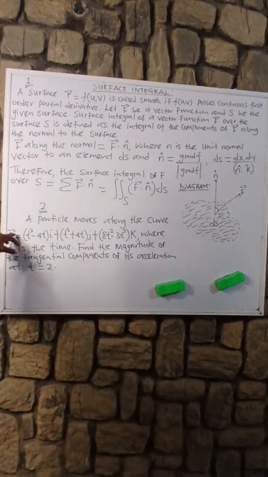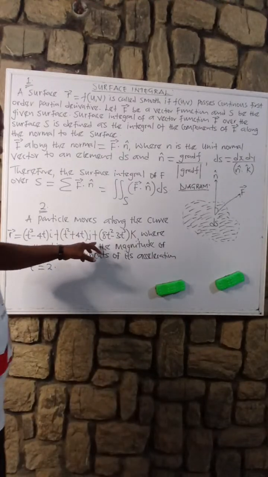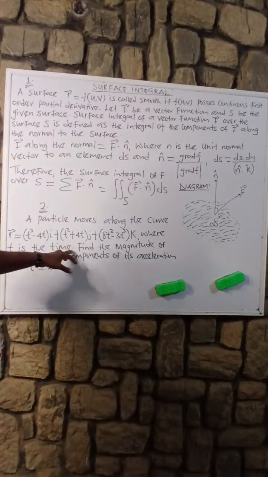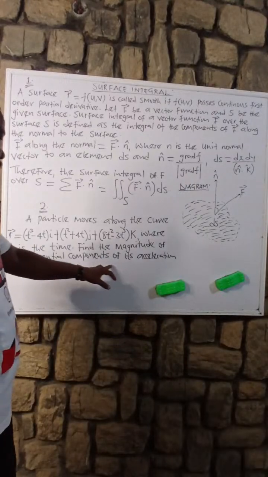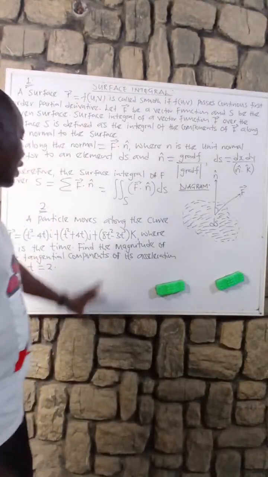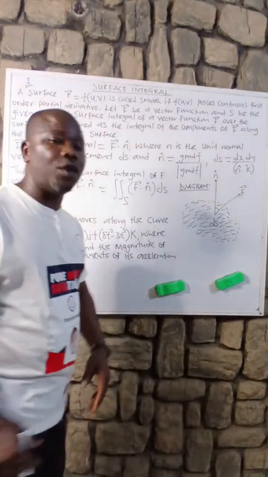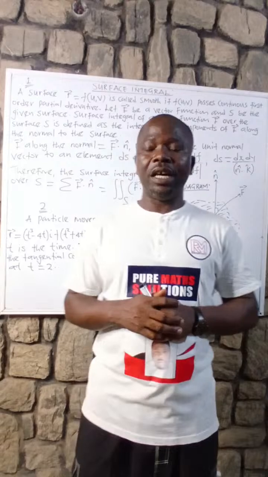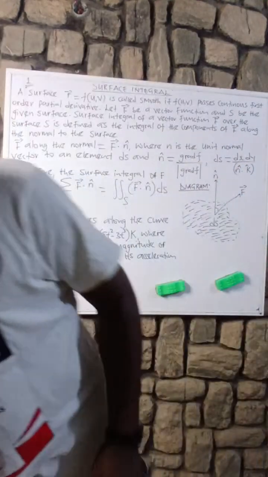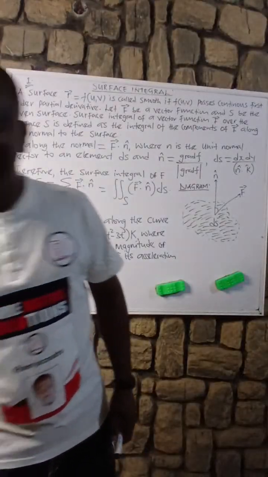A particle moves along the curve r equals t cubed minus 40 i plus t squared plus 40 j plus 8t squared minus 3t cubed k, where t is the time. Find the magnitude of the tangential component of its acceleration at t equals 2. As simple as ABC. Whenever you come across these questions of this form, mind you, this is a vector, true or false. What you first consider is differentiation. This is a vector because it's talking about acceleration. I will explain it for you to understand.